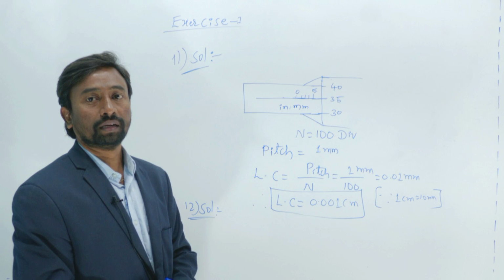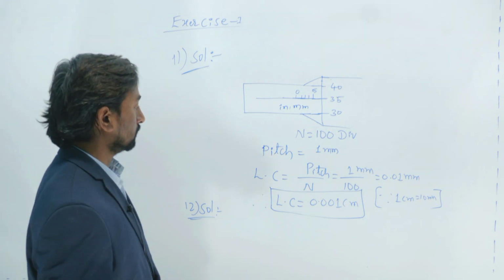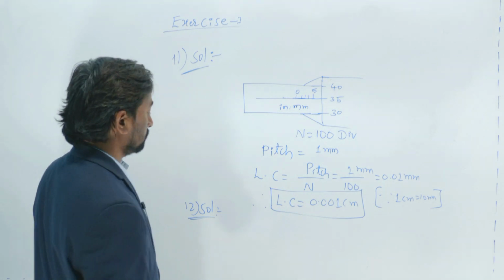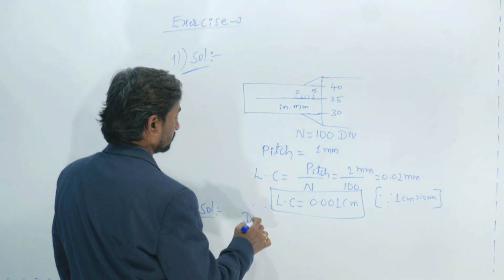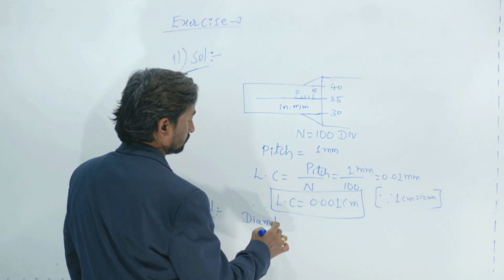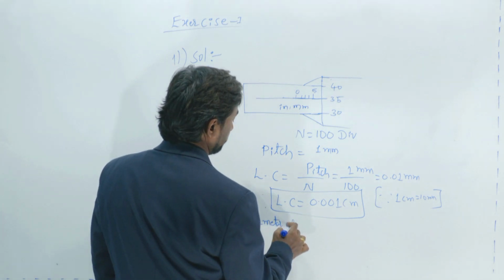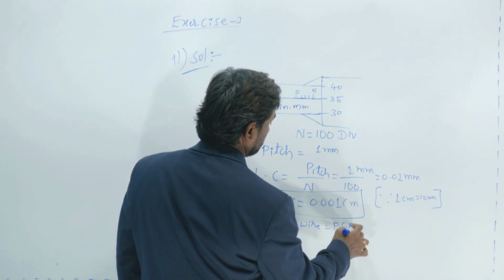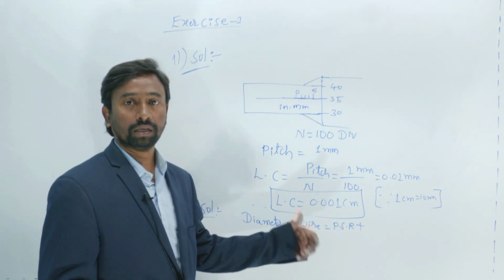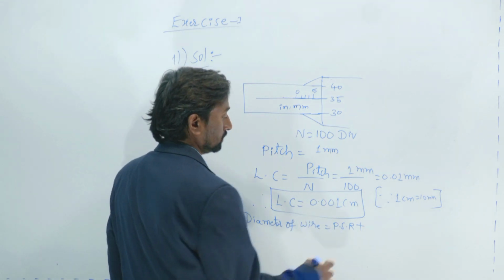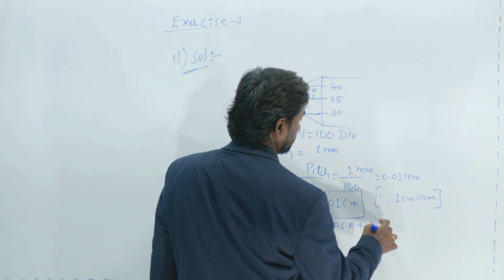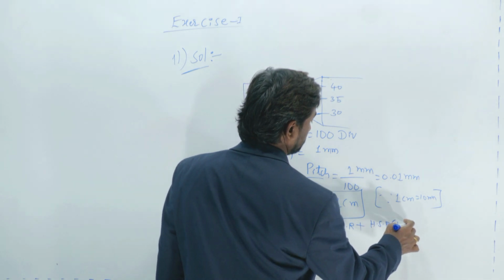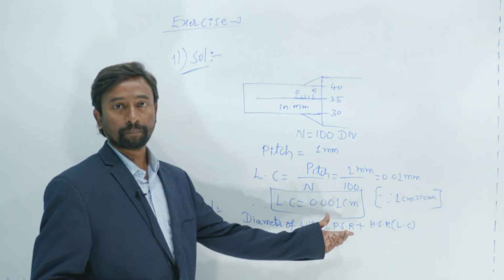What is the diameter of the wire they are asking? So how do we find the diameter of the wire? The diameter of the wire is equal to PSR plus HSR into least count. That is the formula.